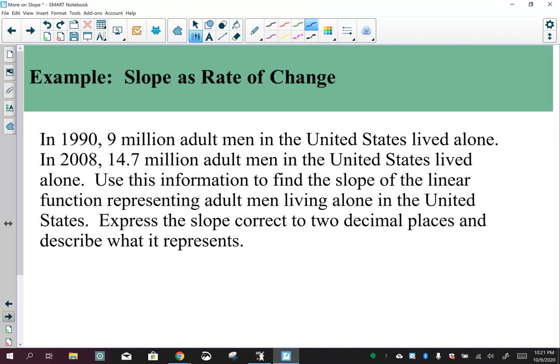So here we go. In 1990, 9 million adult men in the United States lived alone. In 2008, 14.7 million adult men in the United States lived alone. Use this information to find the slope of the linear function. So we're just looking for slope representing adult men living alone in the United States. Express the slope correctly, to 2 decimal places, and describe what it represents.